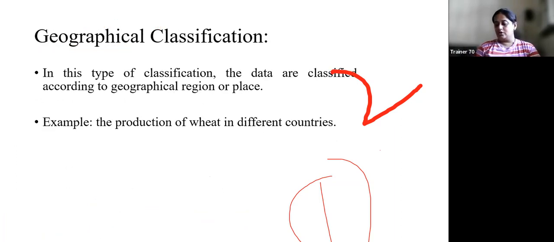Second one is geographical classification. Geographical classification means the classification in which the data are classified on the basis of geographical boundary or region or area or place. If we are doing classification keeping a particular place in mind, then it is known as geographical classification. So for example, the production of wheat in different countries. So we can show it like this.